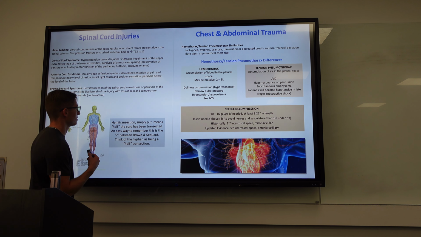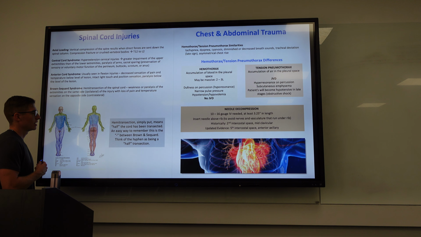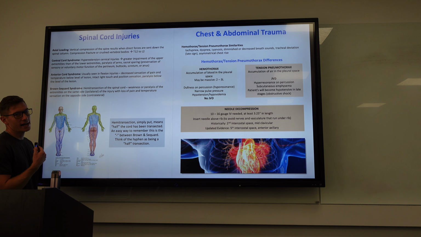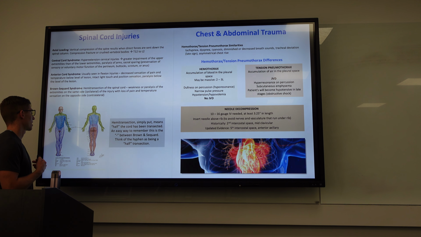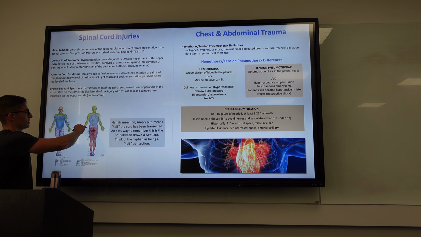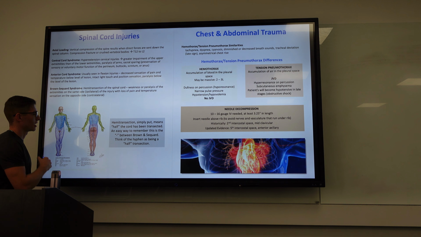Hemitransection, simply put, means half the cord has been transected, and an easy way to remember this is between the Brown and Séquard, think of the hyphen as being a half transection, right? So now everything down here is compromised.